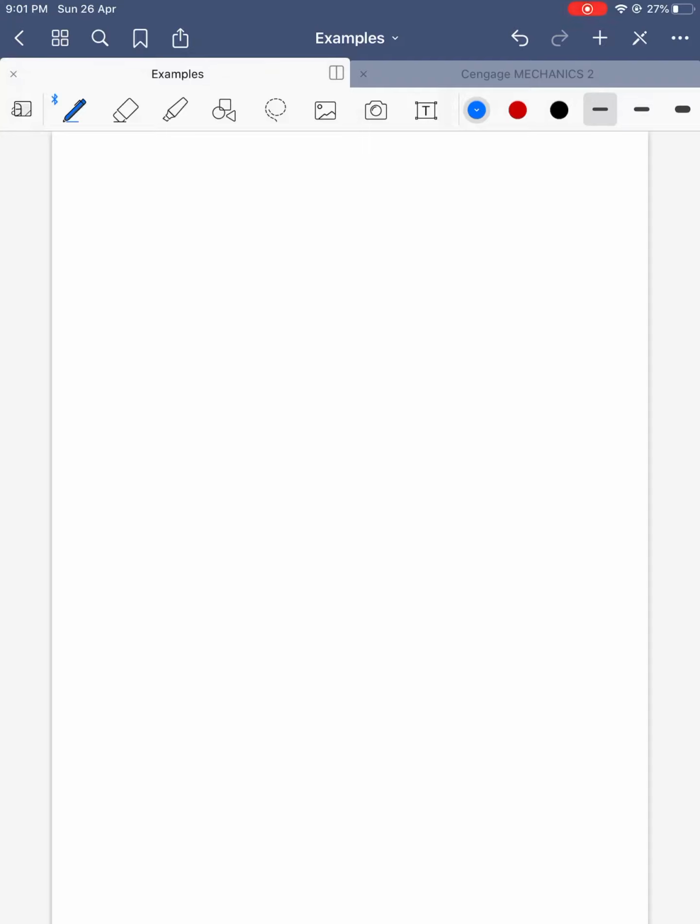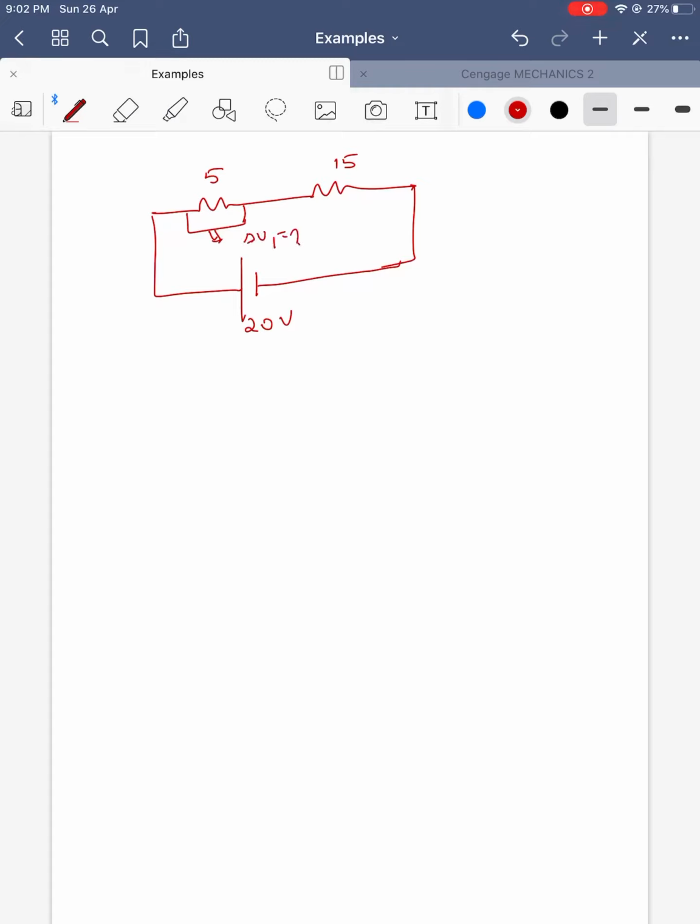Okay students, in this section we are going to see a few questions based on current electricity. 5, 15, and it is connected to a battery of 20 volt. Find the voltage drop across this 5 ohm resistor. Delta V1 is equal to how much? What is the voltage here?